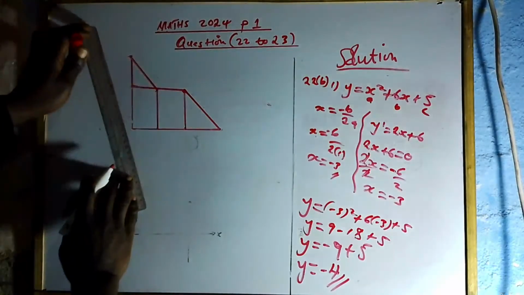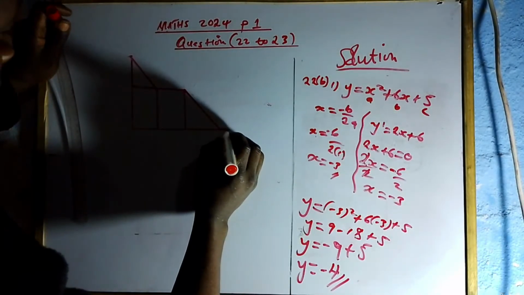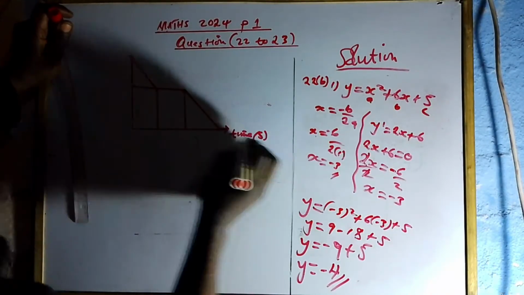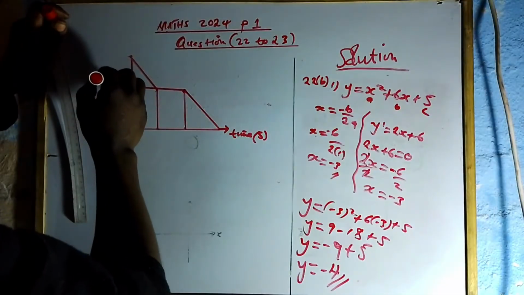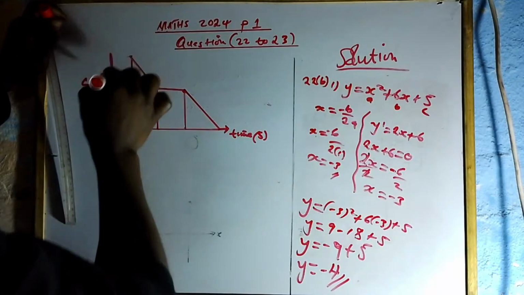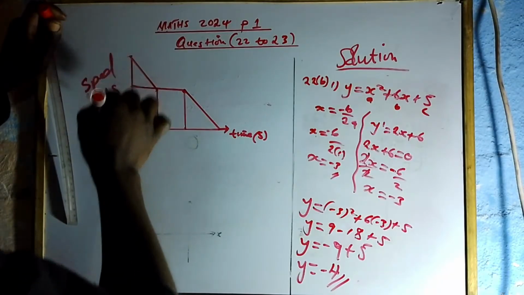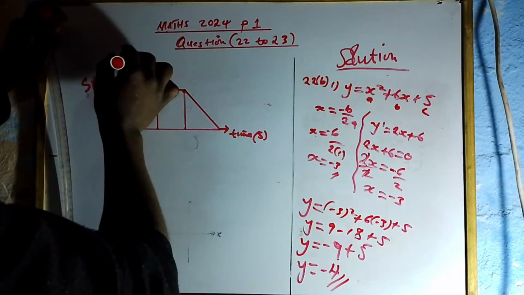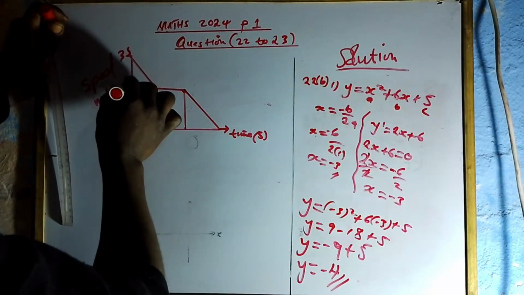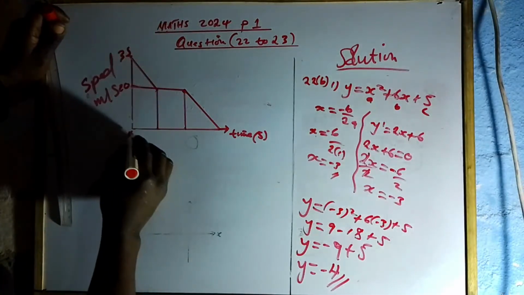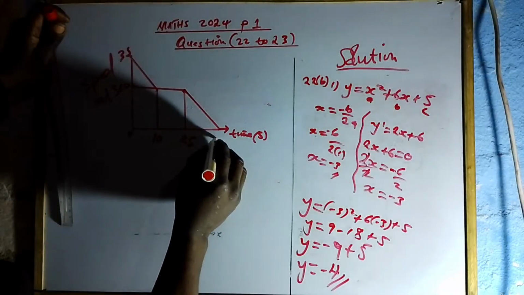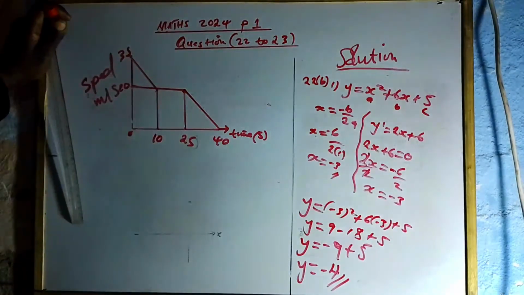Here we have time in seconds, then velocity, which is speed in meters per second, and here we have 35, here we have 20, and here we have 0, here 10, here 25, here 40.